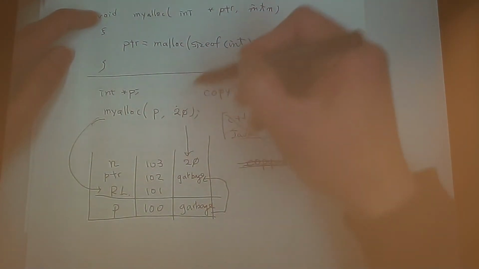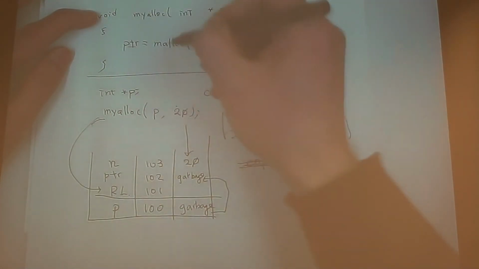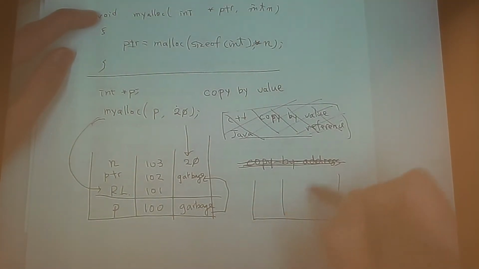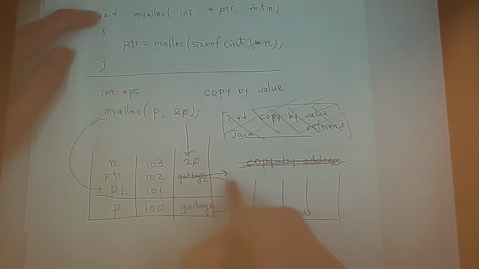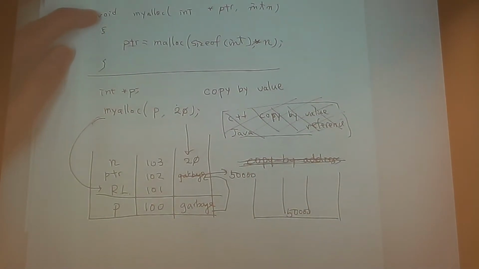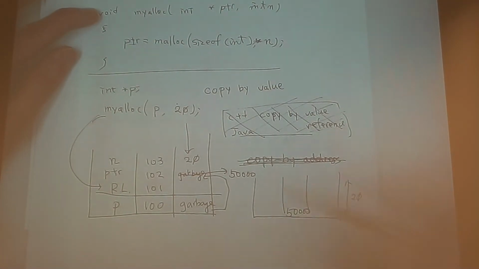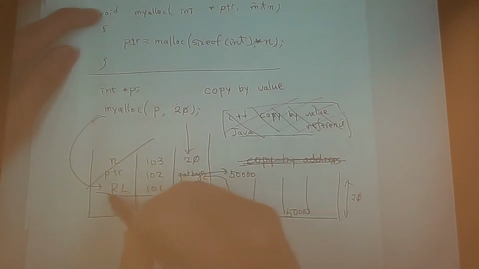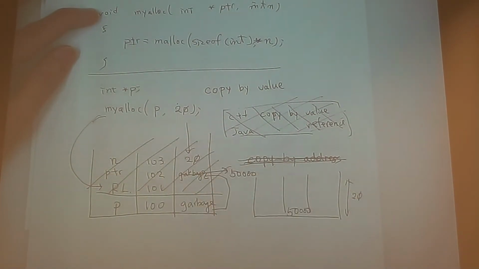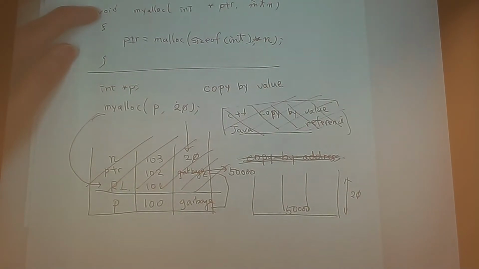Okay. So once you enter the function, you'll call malloc. Malloc will give you a piece of memory. Let's say it gives you 50,000. So you change this to 50,000. As this malloc, and depends on n, this n will be 20. Now the function doesn't return anything. When function finishes, what happens? This frame is popped. What happens to P? Still stays. Still garbage.